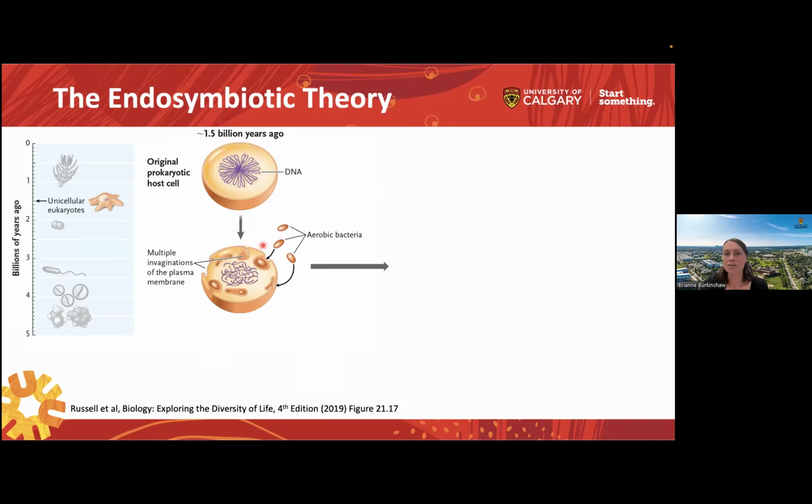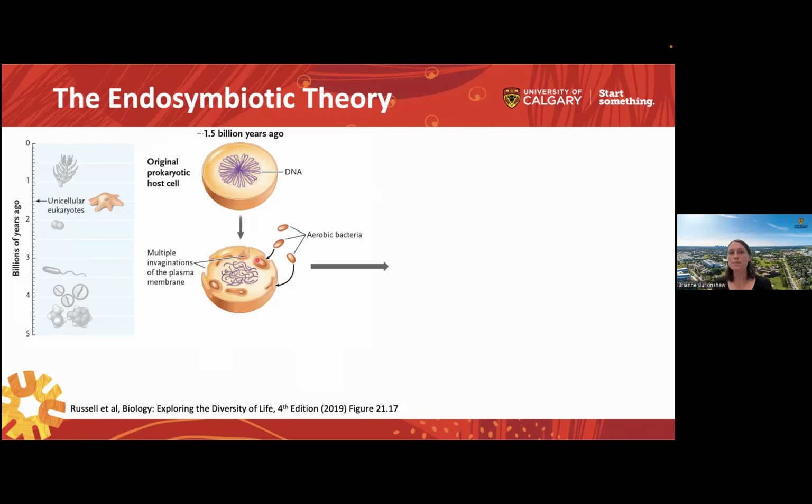Then we have this endosymbiotic event. So these aerobic bacteria begin living within another cell. We see they're entering the cell, and this association or symbiotic event is beneficial for both organisms. When the aerobic bacteria are living within the host cell, they're protected from the harsh external environment. And when the host cell has these bacteria living within it, these aerobic bacteria are really good at producing energy, and the host cell can use that energy. So they have this association that's beneficial for both.